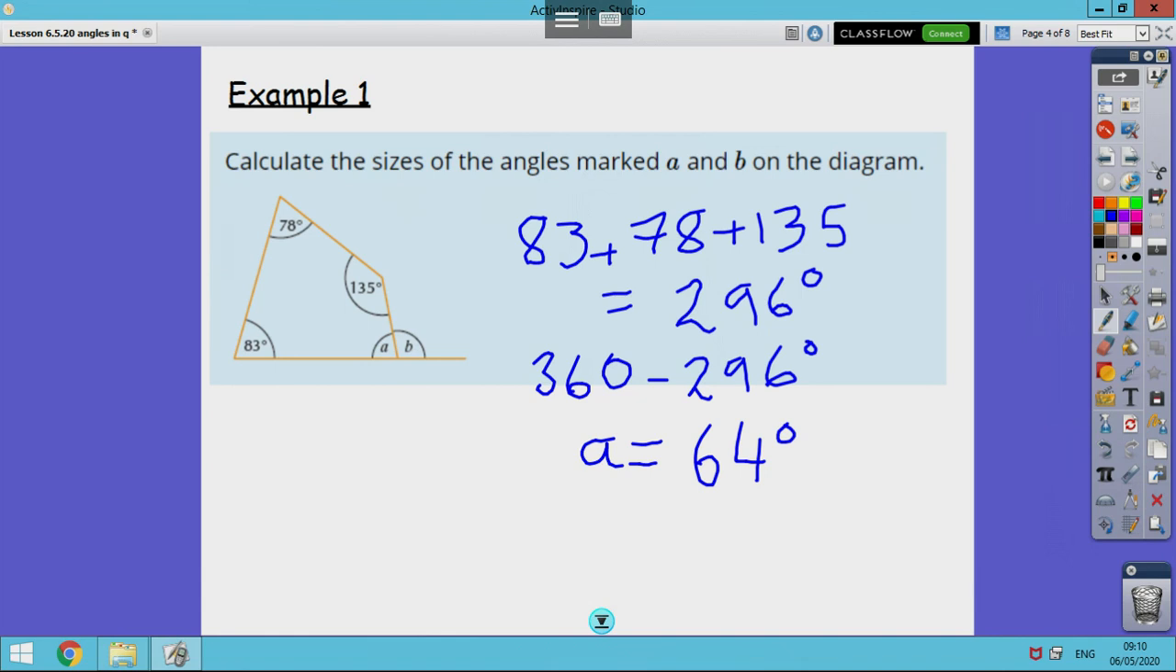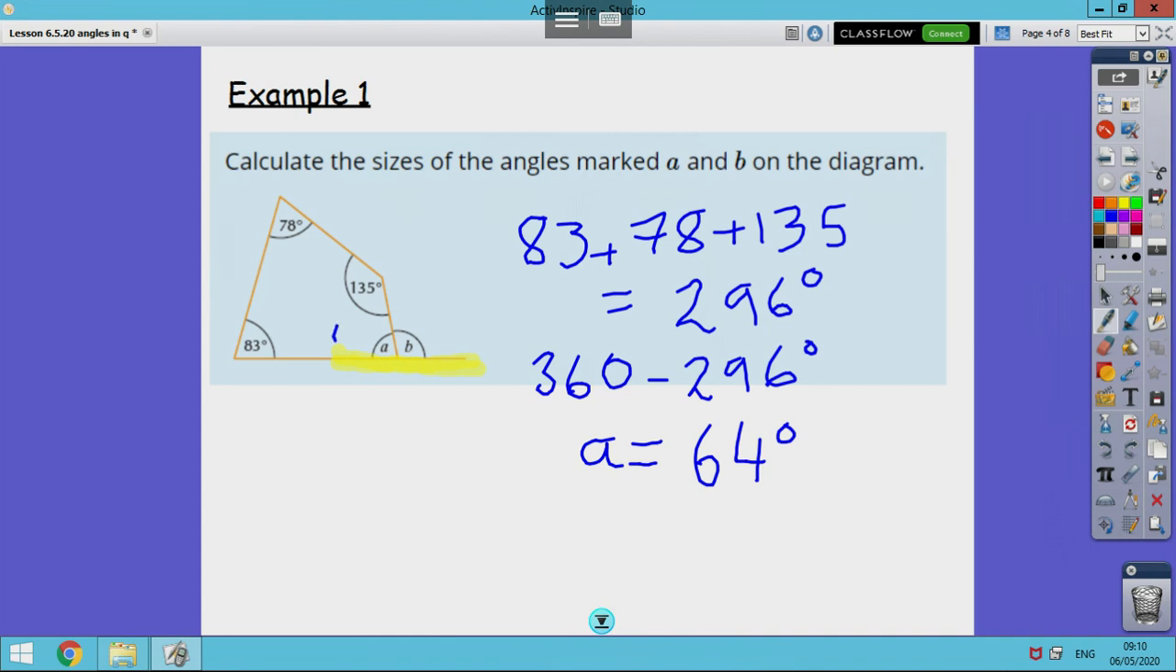Now, what do we notice about this line here? What do we notice about it? Hopefully we notice that it's a straight line. And if we remember our rules, we have to say an angle on a straight line has to add up to 180 degrees. So A and B together, A plus B, has to make 180 degrees.